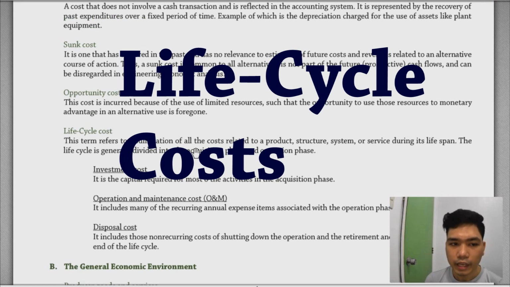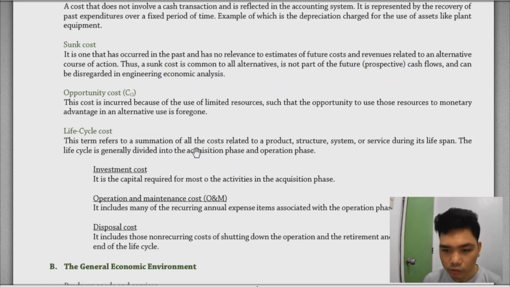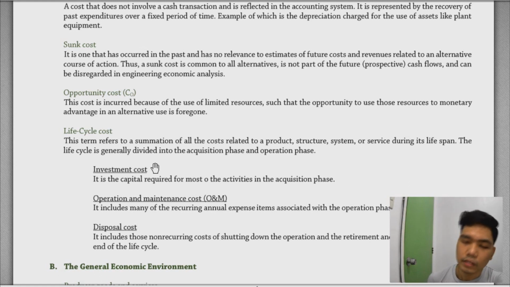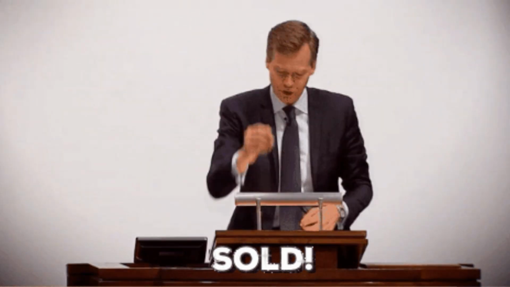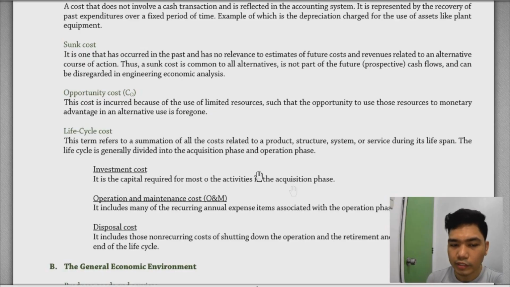And then the life cycle cost is the term used for the summation of all the costs related to a product, structure, system, or service during its lifespan. So this is called the life cycle because we're talking about the start of its phase of the cycle, which is the investment cost. So this is the cost of this equipment when you buy it, or also the capital that is required for this acquisition.